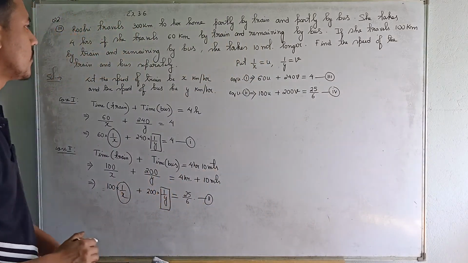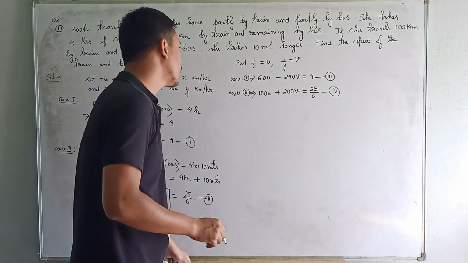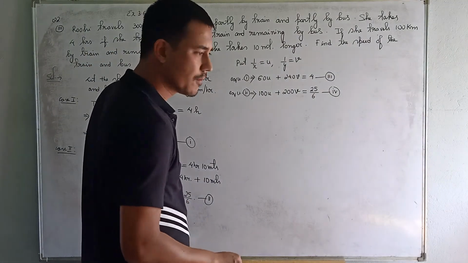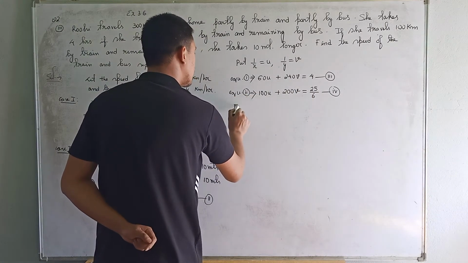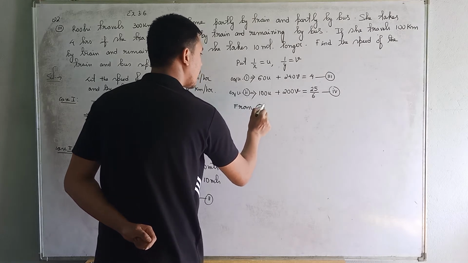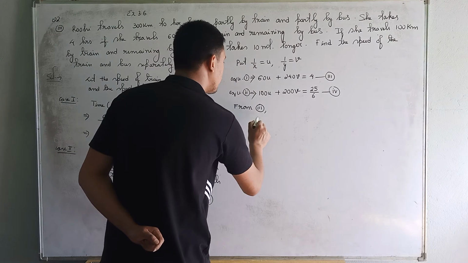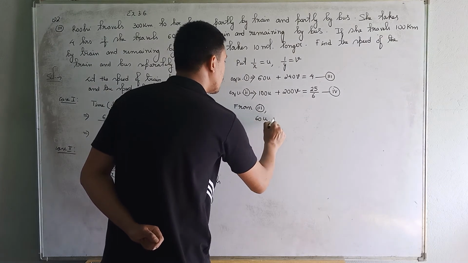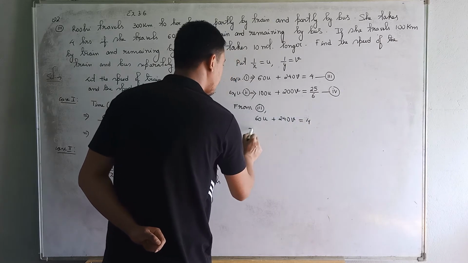So you can solve equations number 3 and 4 by any algebraic method. We can do it by the substitution method again. From these two equations, I'm going to solve by substitution. So substitution means I'm going to choose one of the equations, say equation 3, and find either u or v. Let me find u. 60u plus 240v is equal to 4, right?